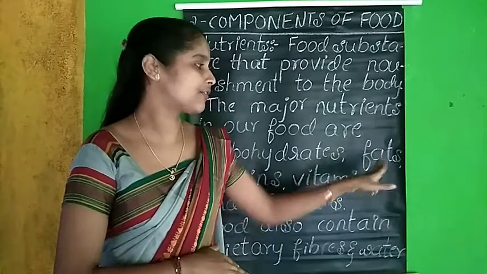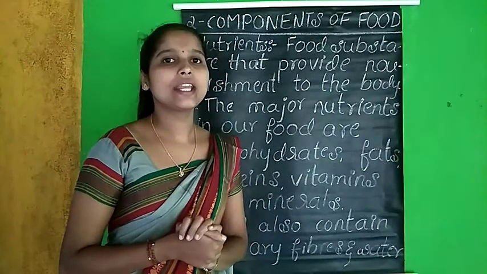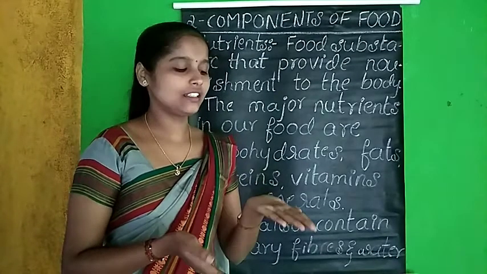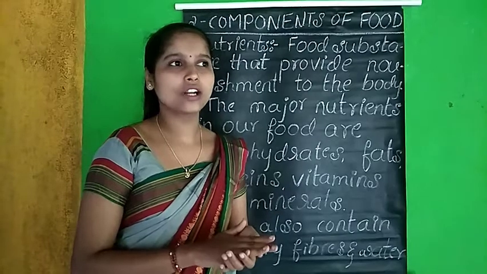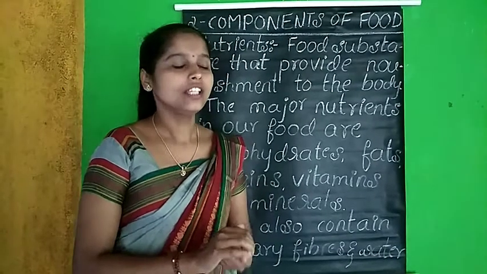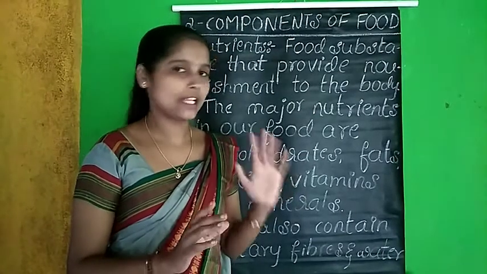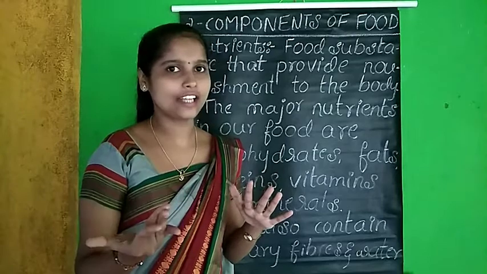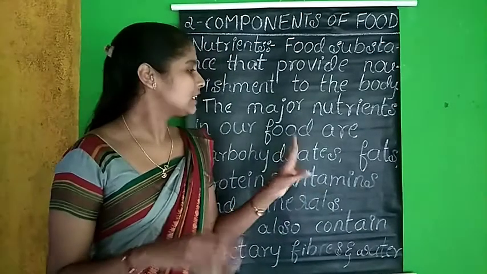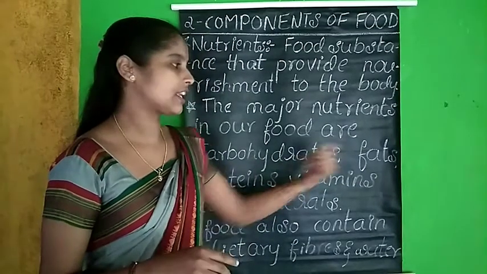Next, test for fats, which is very easy. You may take one piece of paper and some groundnuts or dry coconut. Just wrap the paper. If some oily spots are present, that indicates the fat in that food item. Only 3 tests are given in your book: carbohydrates, proteins and fats.